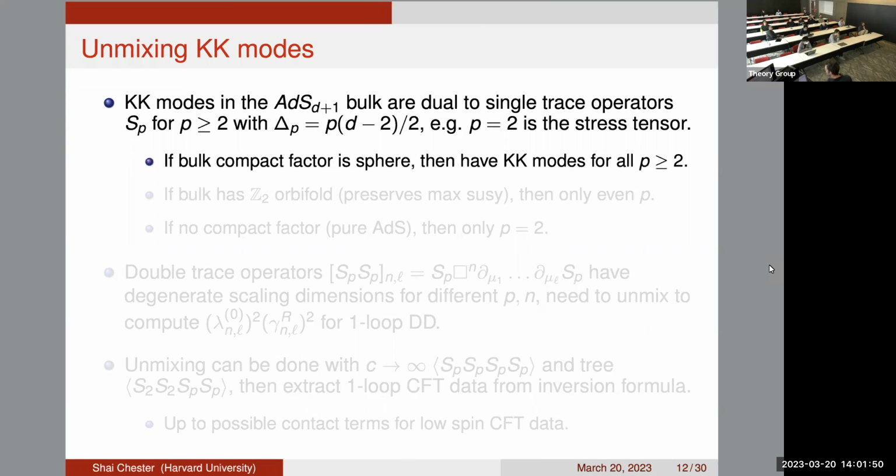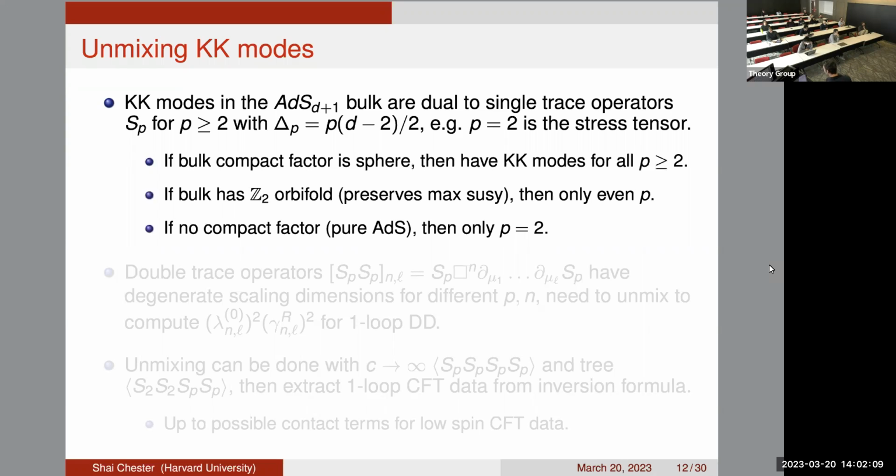In particular, if we're doing AdS_{d+1} cross S, so if we have a bulk compact factor that's a sphere, then we would have KK modes for all integer p. If the bulk is a sphere mod Z2, which also preserves maximal supersymmetry, then you would only have single trace operators of even p. And finally, if we don't have a compact spacetime factor at all, which is how I define pure AdS, then we only have p equals 2. So we only have the stress tensor, i.e. we only have the gravity.